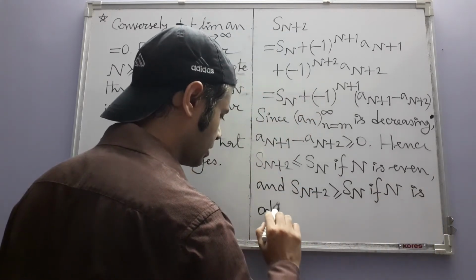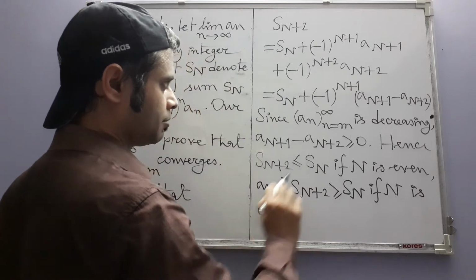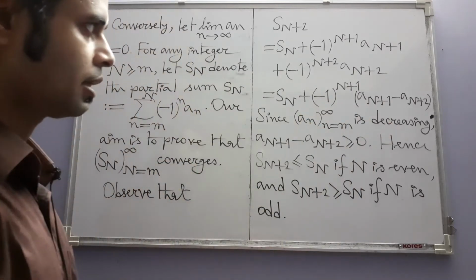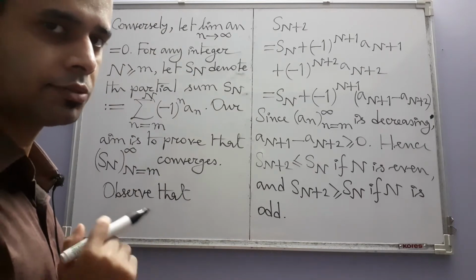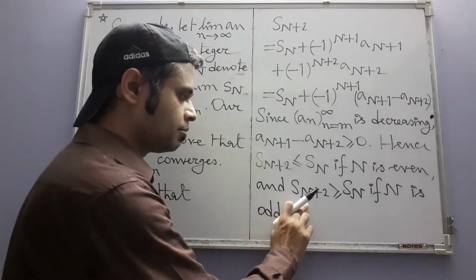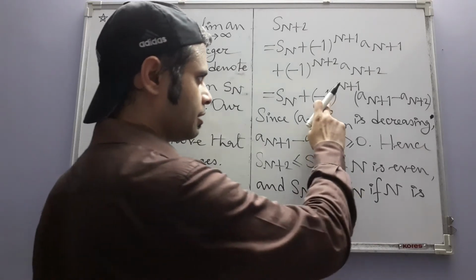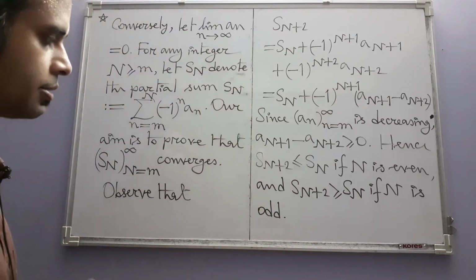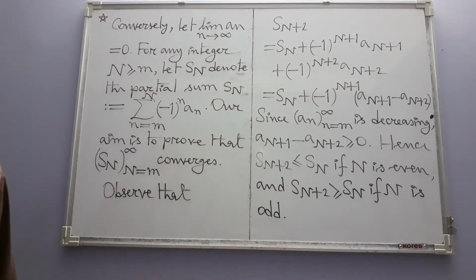When n is odd, the exact opposite thing will happen, because then n plus 1 is even, so we will have a plus. We are adding a non-negative real number to Sn to get Sn plus 2. So Sn plus 2 will either be the same as Sn precisely when this is 0, otherwise it will be strictly greater than Sn. Okay.